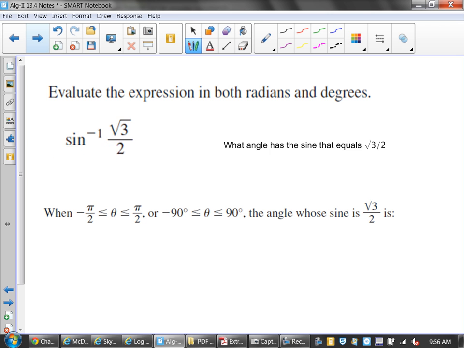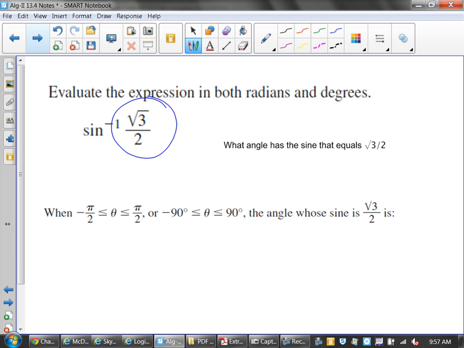What happens here is, if I want to say, what is the inverse sine of root 3 over 2? That basically is asking me what angle has a sine value that is equal to root 3 over 2. Now, when I see root 3 over 2, what triangle am I working with? 30, 60, 90. Very good. I'm working with the 30, 60, 90 triangle.